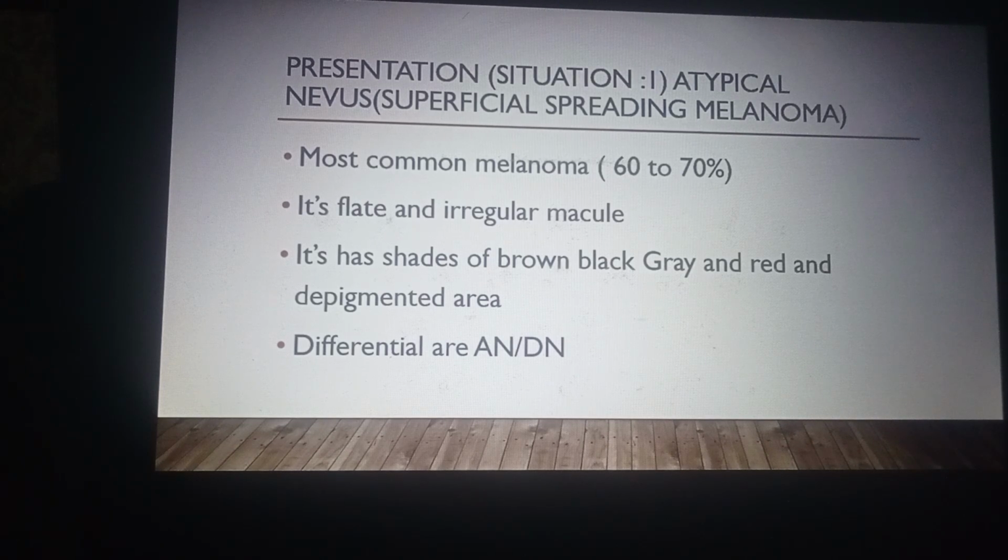Presentation. Now there are five common situations. I will discuss them one by one. Situation number 1 is also called atypical nevus or superficial spreading melanoma. It's the most common melanoma. It accounts for 60 to 70 percent of cases. It's a flat and irregular macule-like lesion. It has shades of brown, black, gray, and red pigmented area. Differentials are atypical nevus or dysplastic nevus.